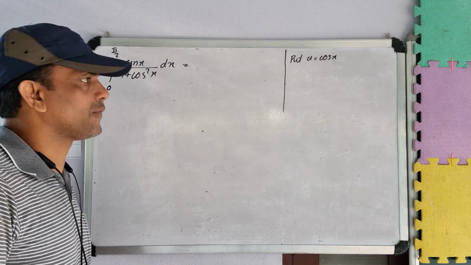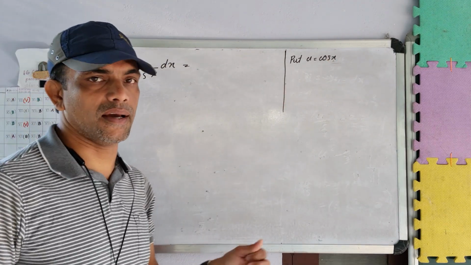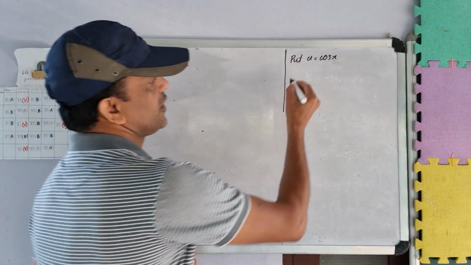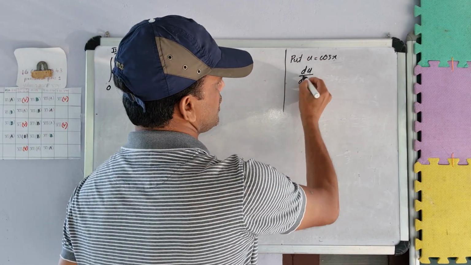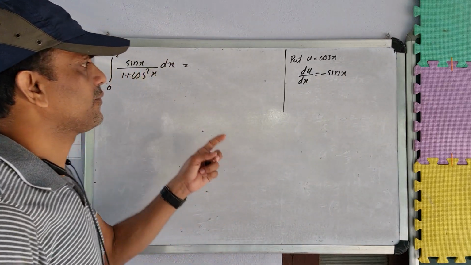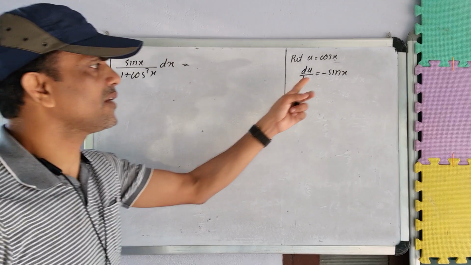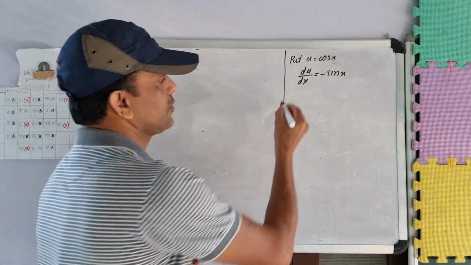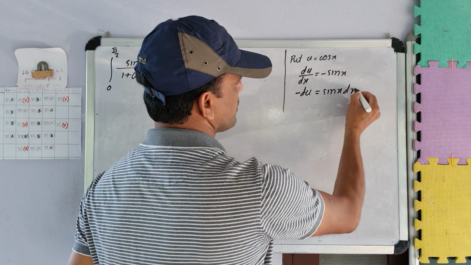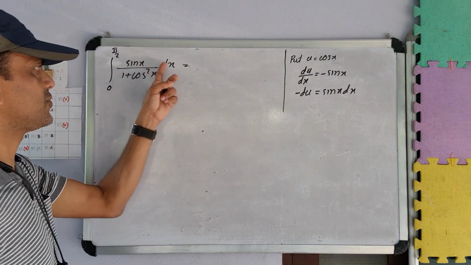Because the derivative of cos x is negative sine x, and now sine x is there in the numerator. That's why we differentiate: du over dx equals negative sine x, and we only have sine x here, so there is no negative. We take this negative to the left side, so negative du equals sine x times dx. So we got sine x dx.